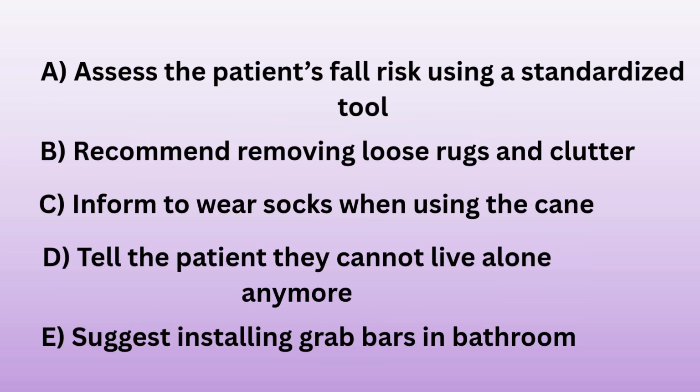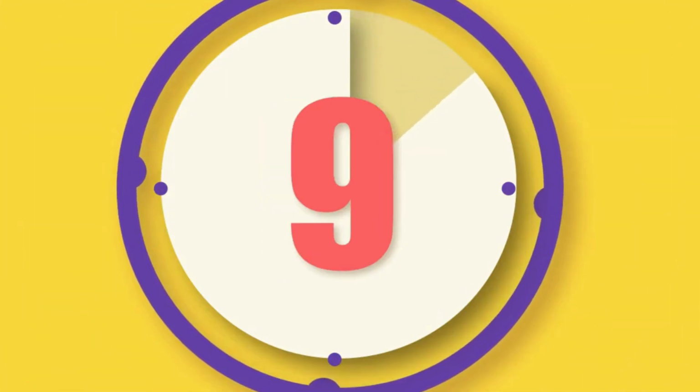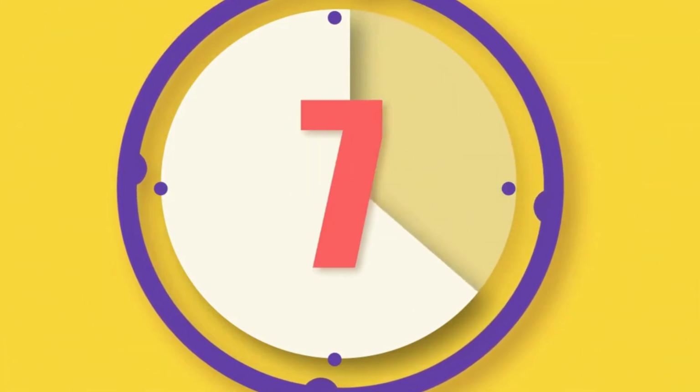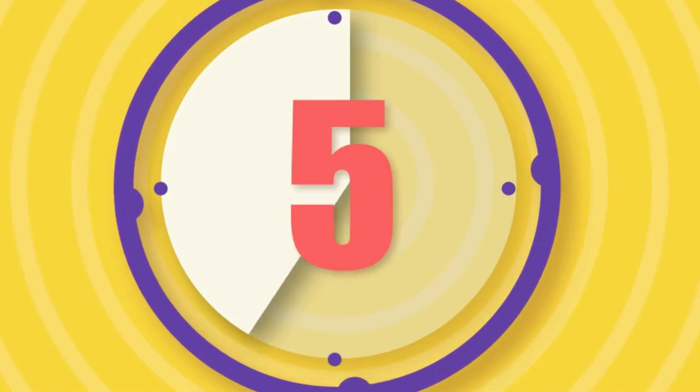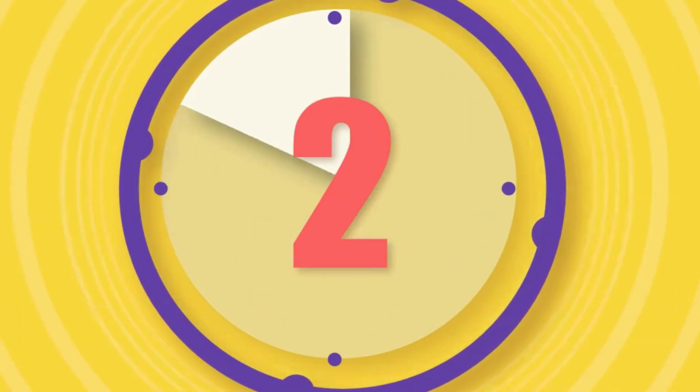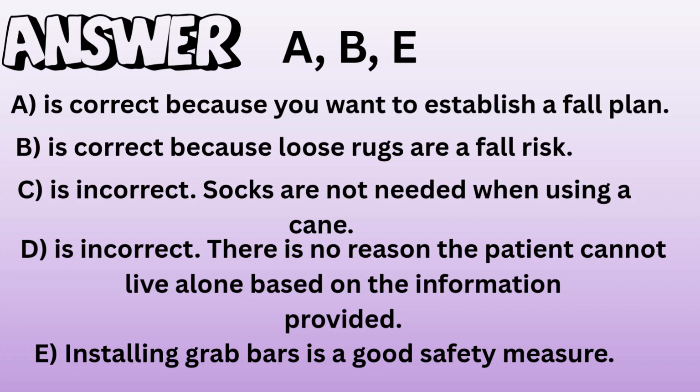A, the nurse would want to assess the patient's fall risk using a standardized tool. B, recommend removing loose rugs and clutter. C, inform the patient to wear socks when using the cane. D, tell the patient they cannot live alone anymore. E, suggest installing grab bars in the bathroom. You have 10 seconds to come up with a correct answer. The answer is A, B, and E.